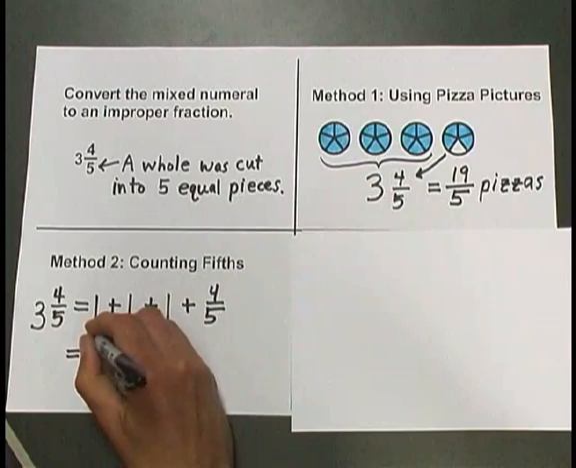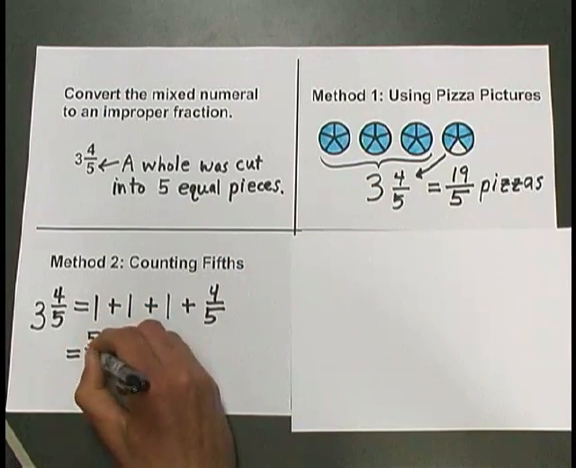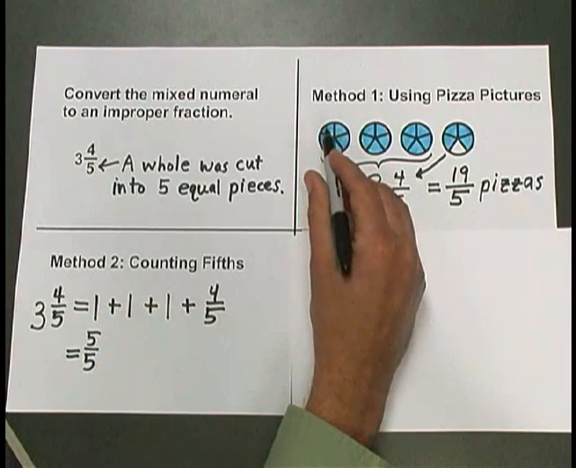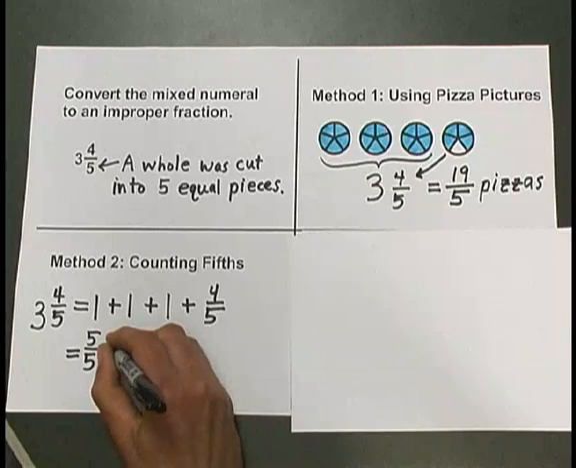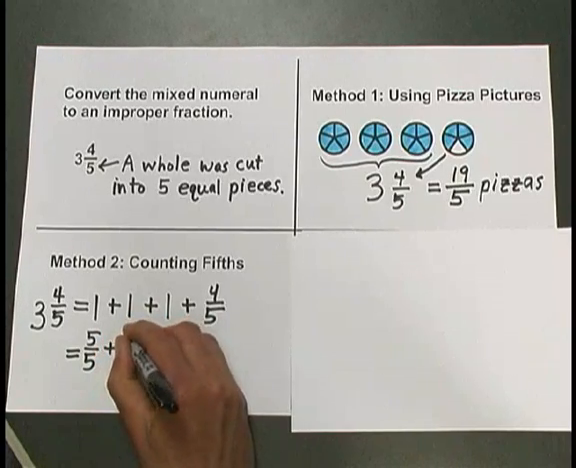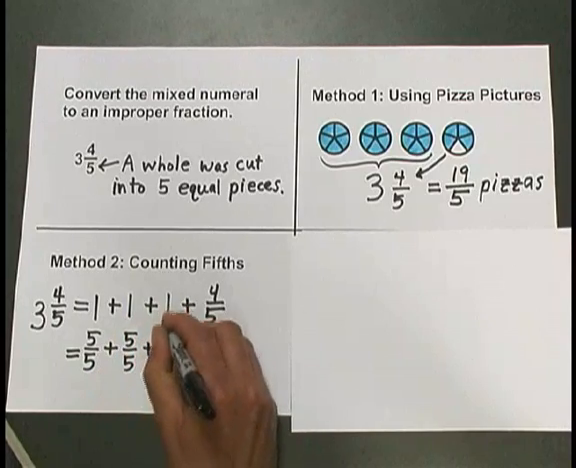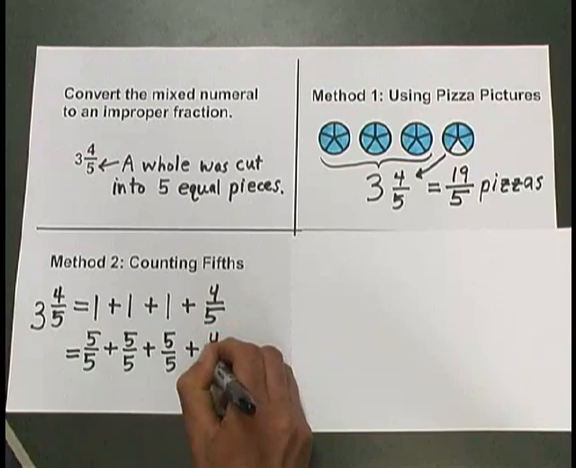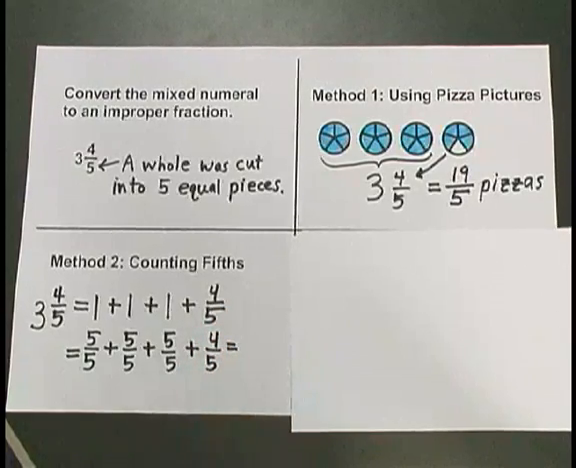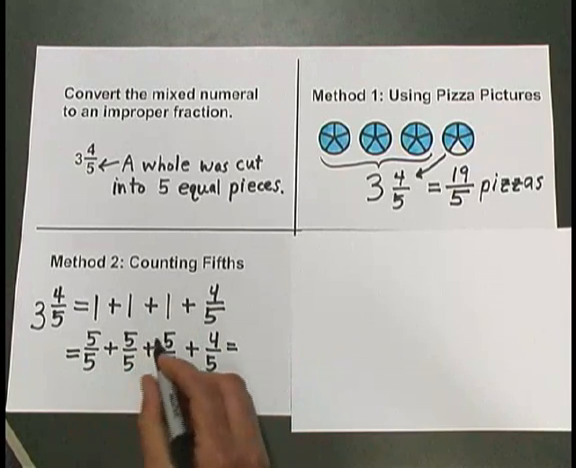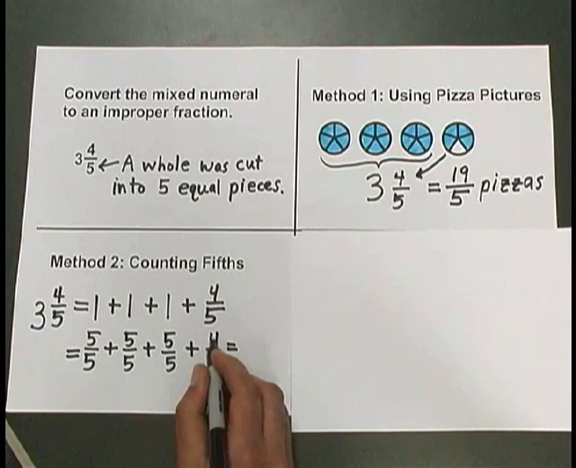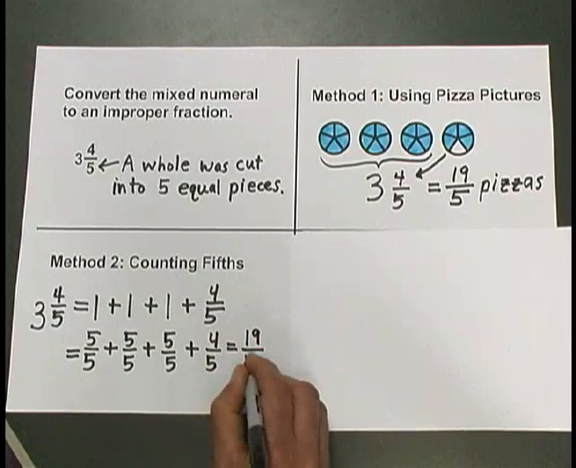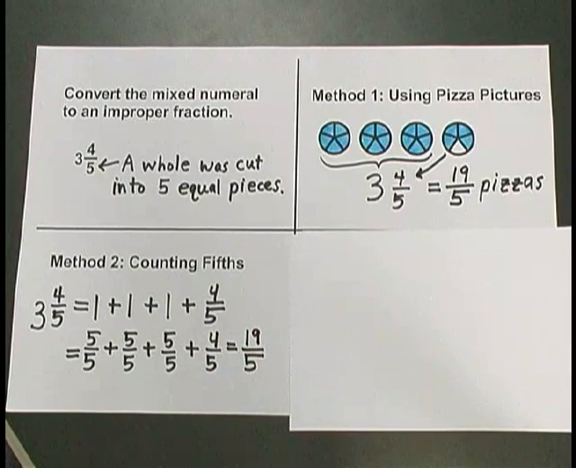One whole is 5/5, because one whole pizza is 1, 2, 3, 4, 5 of those 5 equal pieces. Plus another whole is 5/5 more, plus my third whole is 5/5 more, plus 4/5 on the end. Altogether, I have 5, 10, 15, 16, 17, 18, 19 of those fifths. There's my improper fraction.